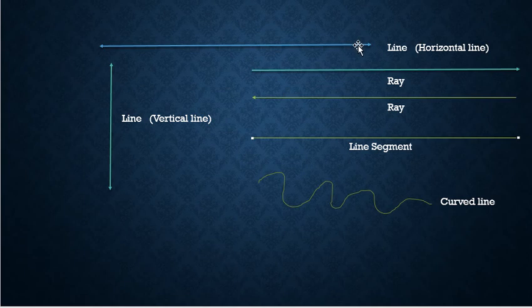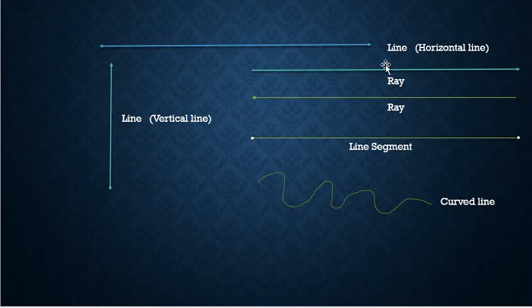What is this? It's a line because it has two arrows at both ends, so it will go on and on in both directions. So this is a line. Which type of line? It's a horizontal line. This is also a line because it also has two arrows at both ends. Which type of line? It is a vertical line.